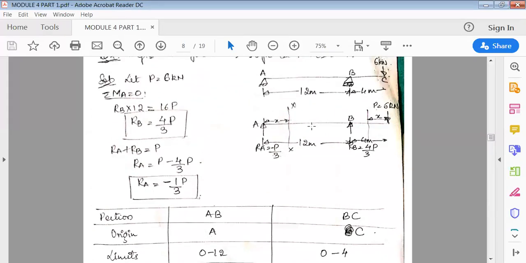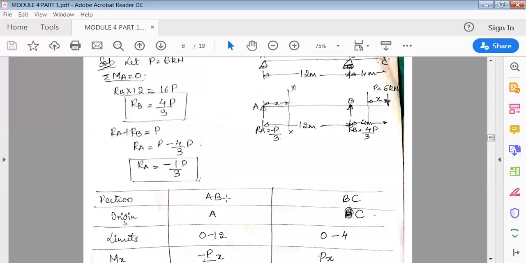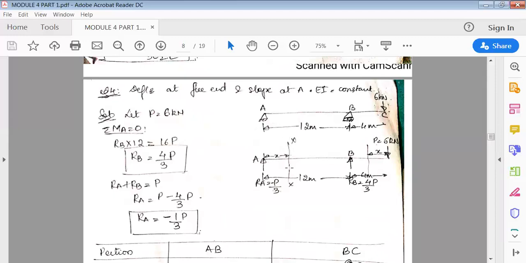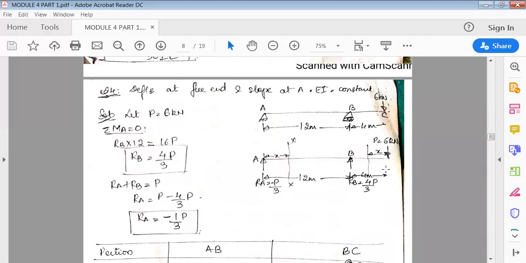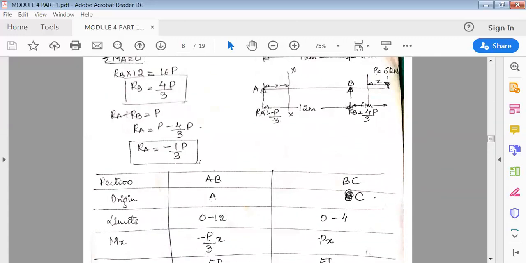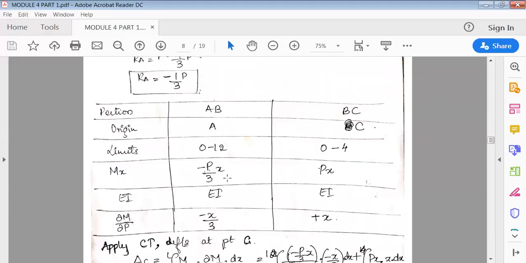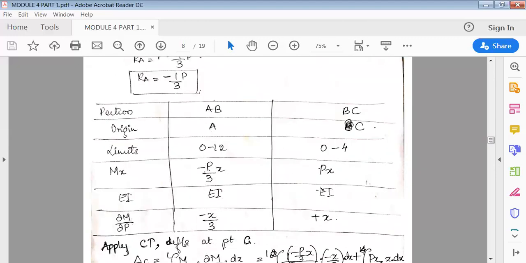Then moment Mx. So I'll cut the section. In AB, whichever portion I'm considering, I have to cut the section there. On the left side, only one load. It is minus P by 3 into x. So I've written here minus P by 3 into x. Similarly, in this portion, on the right side, only one load from the section, which is P into x. So I've written here P into x. Why this is minus is because in the reaction RA it is minus. So minus P by 3 into x, and this is P into x. Next, EI is constant throughout. This is EI and this is also EI.